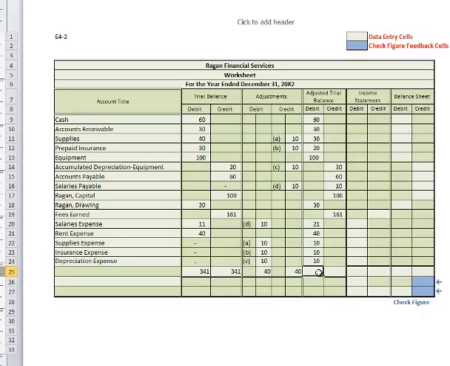Okay, so we want to add up our debits. And we get $361. Okay, if we add up our credits, we also get $361. So we know that our adjusted trial balance is still in balance.